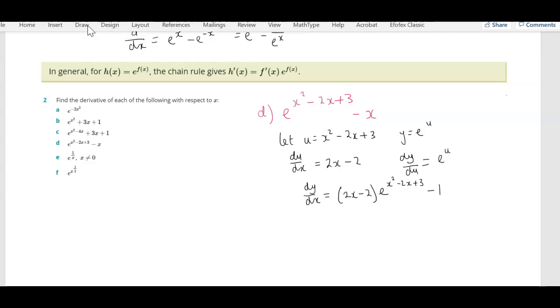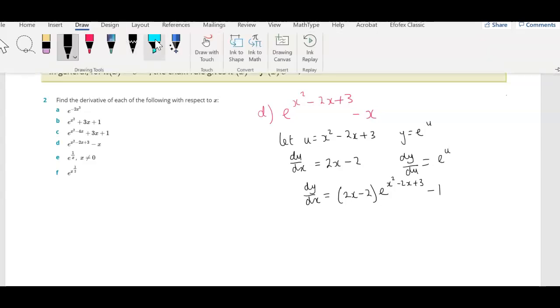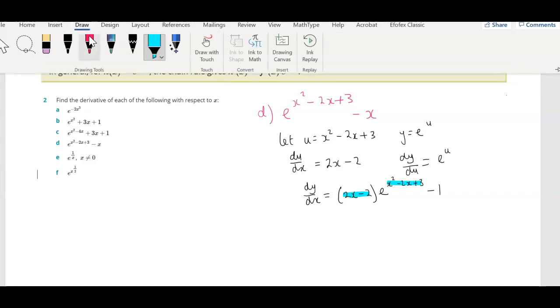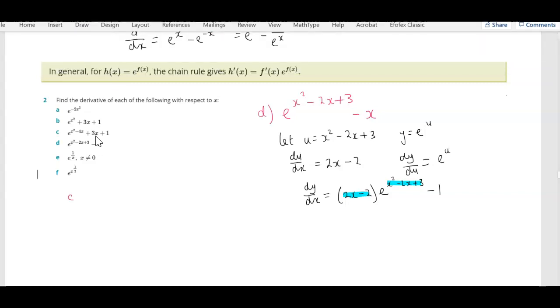Now, you'll notice that basically, if I just get my highlighter so I can show you, this 2x minus 2 is just the derivative of this. So we don't actually have to go and do the chain rule. It's going to work every time. All right, so let's go and do a different one. I might go back and do C.